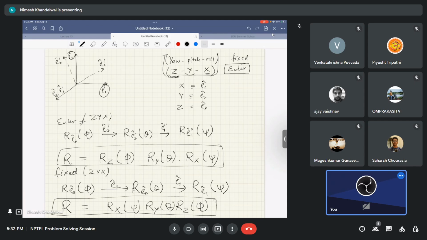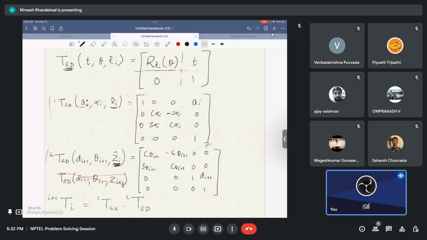Is that fine now? Yes, sir. Understood. Okay, so this is the reason why I have post multiplied the second transformation here. If I had used this one, along zi plus 1, then I would have written it using pre multiplication, like let us say this is a primed second. But since I have not done that, I'm not using it.